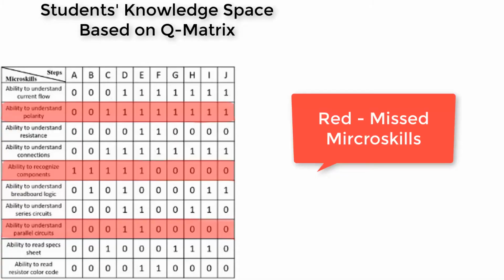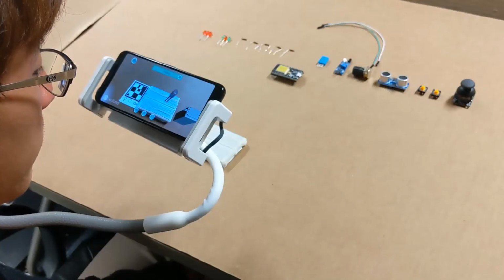From the results of the Q matrix, students in the partial AR group would only study the microskills that they missed and move on to the next task. For the full AR group, students would have to explore from the list of all microskills without any emphasis on any microskill.